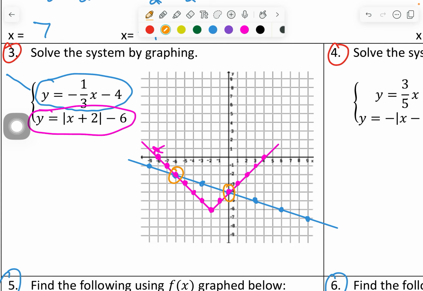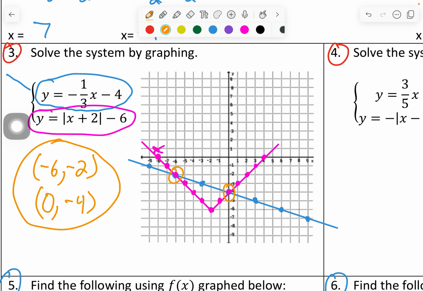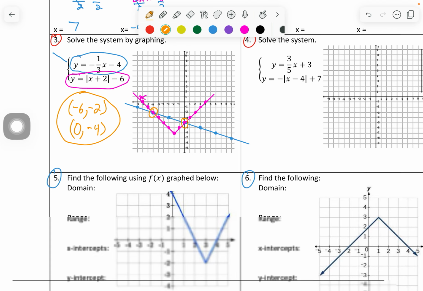If it's hard to read on your graph on the paper, tap on it on the calculator and it'll give you the answers. Tap on those dots. The first one is -6, -2. The second one is 0, -4. You write down those. That's what I'm looking for. 4 is the same.